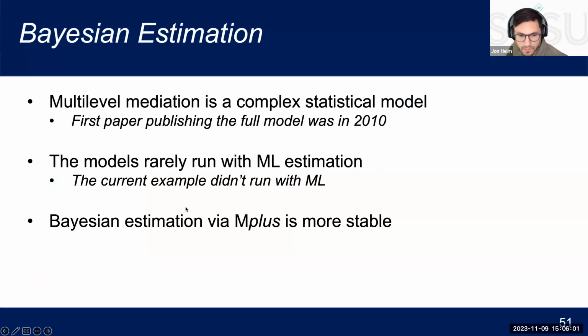The current example that I did doesn't run with ML. It basically kicked back an error that, the way that I would translate it, said you're asking too much from the data. There's more than one answer that's correct based on the way that we quantify a correct answer in maximum likelihood estimation, and we can't tell you which one's the right answer.